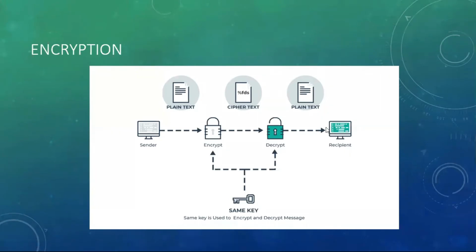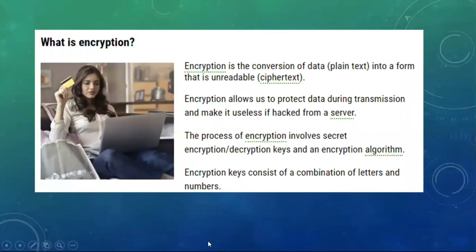On the receiver end, the receiver has to decrypt the ciphertext to get the plain text back. To encrypt and to decrypt, here we're using the same key. But you're going to see that there are two methods of encryption. For today, we're looking at only symmetric encryption. Tomorrow, we'll look at asymmetric encryption.